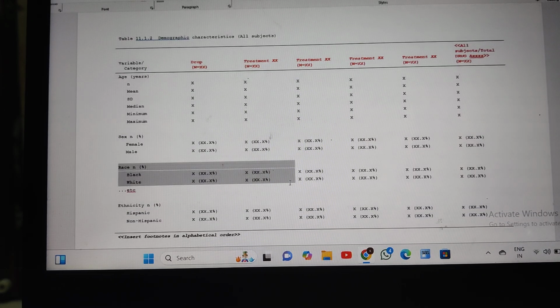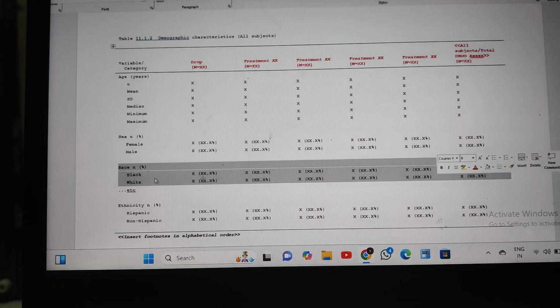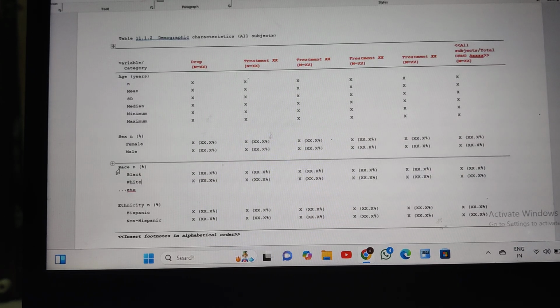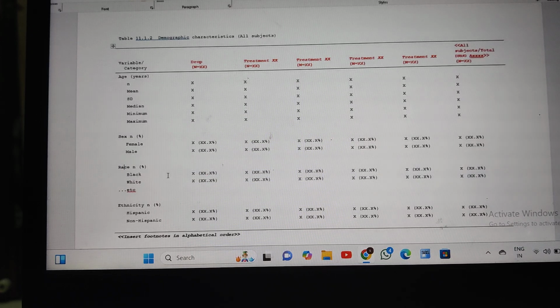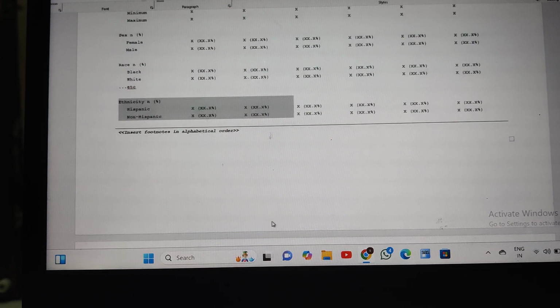So here the race value, again, is a categorical count, and then we can use the proc freq or the proc SQL also. In the proc SQL, you can use the count or distinct counts. It depends on the requirement. So this is the ethnicity.